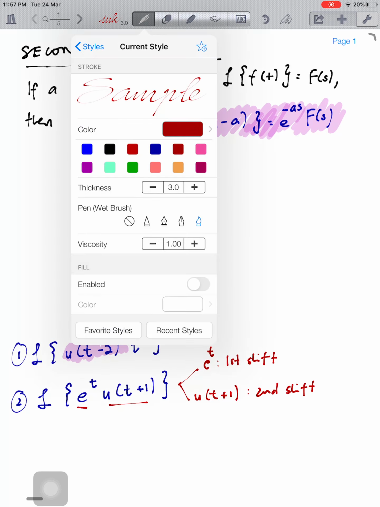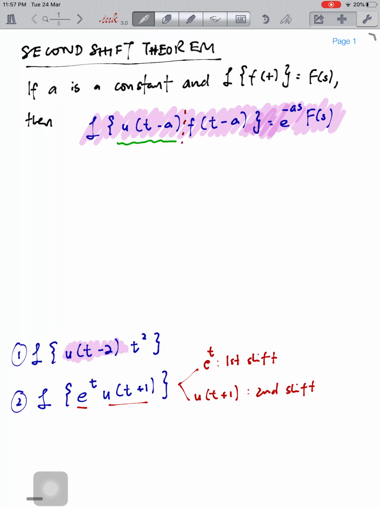Alright, so now let's have a look. What do you need if you want to find the outcome of the Laplace transform using the second shift theorem? First of all, from the unit step function, you identify the value of a, and the value of a goes right there as the power of the exponential. Anything else in the function that is not the unit step function is considered as f of t minus a, and you are going to change that to F of s, and there is only one way to get F of s, and that is from f of t.